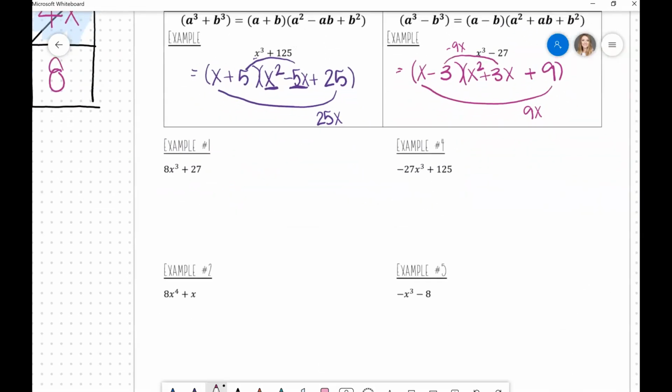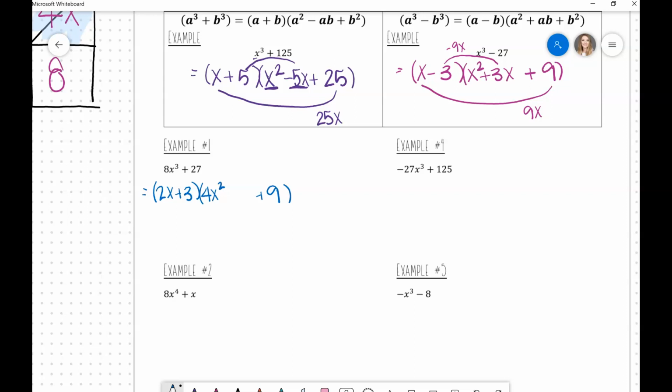Okay, so with our examples, our first example, we have an 8 in front, which makes it look different than the ones above. However, it's still okay because 8 is a perfect cube. So now instead of x plus 3, we will have 2x plus 3. From here, 2x times 4x squared would give us the 8x cubed. This 3 would be multiplied by a 9 to get 27.